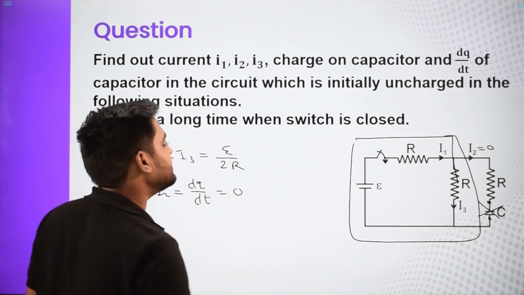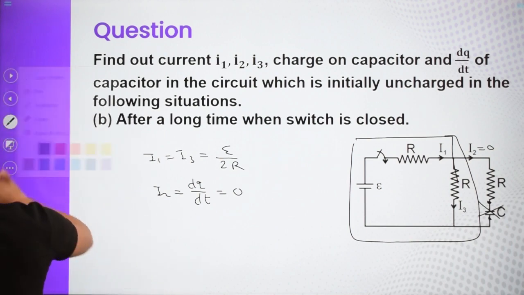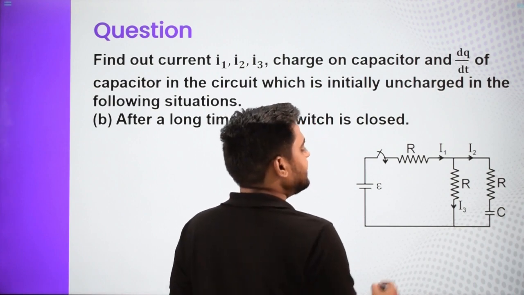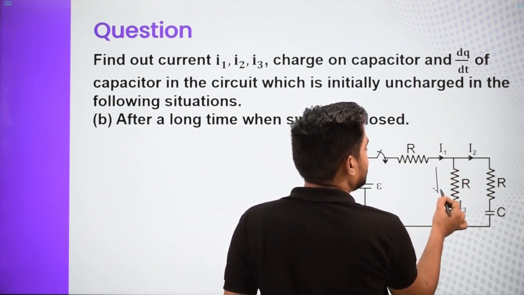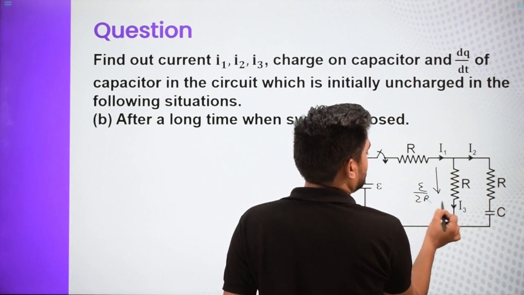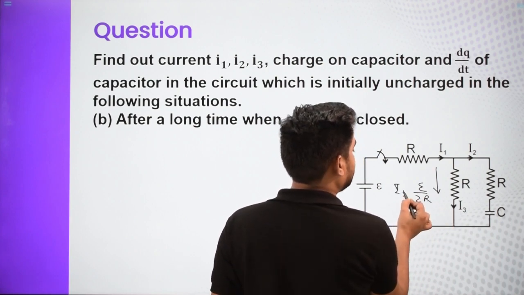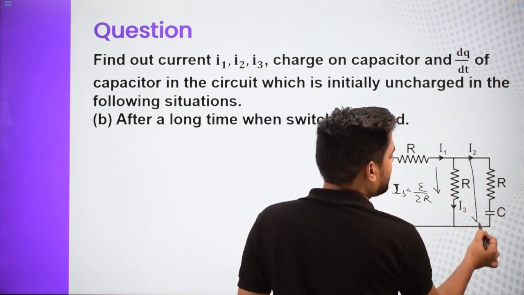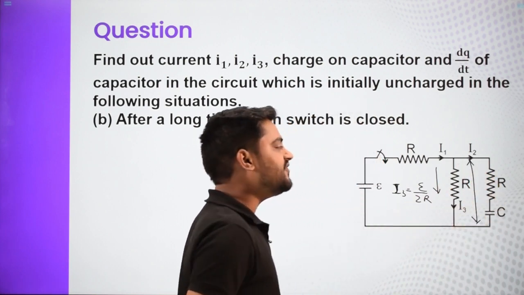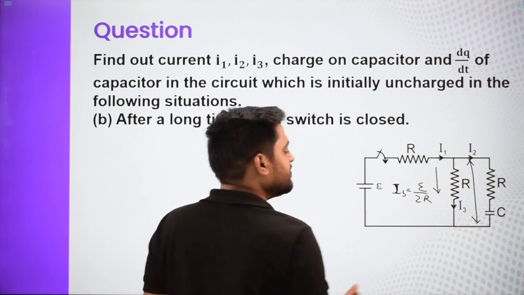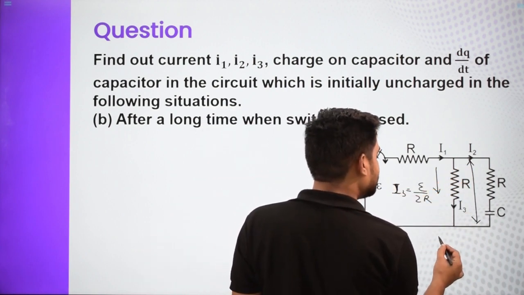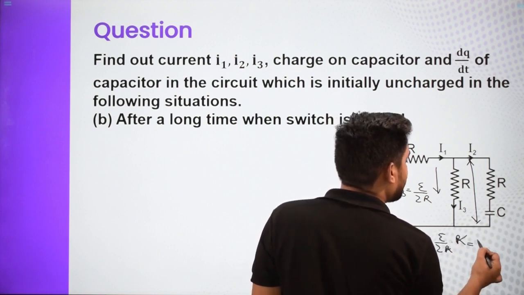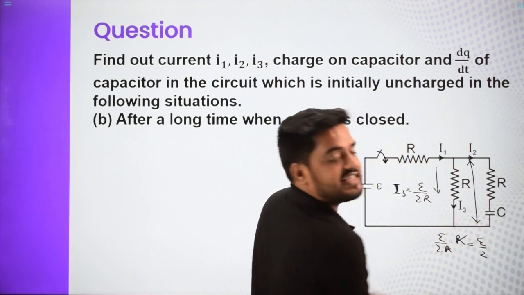Now next, what is the charge on the capacitor? The current which is flowing through it is nothing but E by 2R. This is the current I3 through this. So what is the potential difference across that? The potential difference across these two is nothing but I into R, so V is equal to IR. So I is E by 2R, into R. That gives me E by 2. So this potential difference is E by 2.